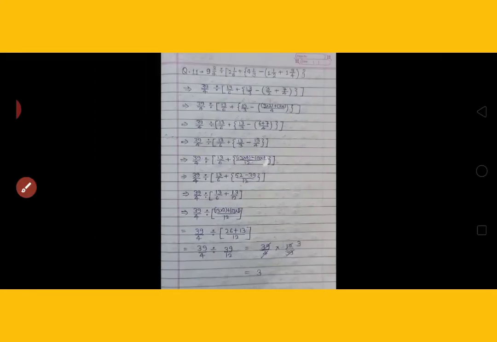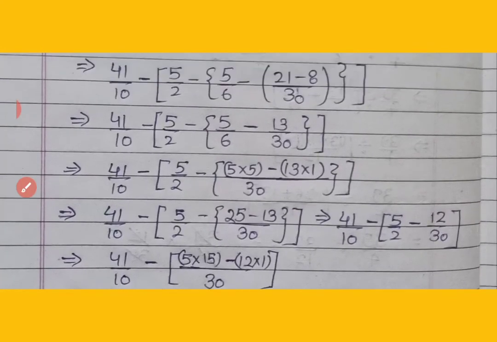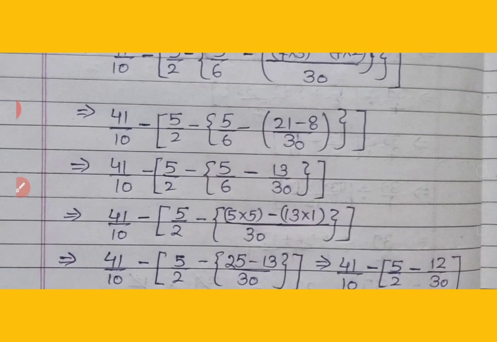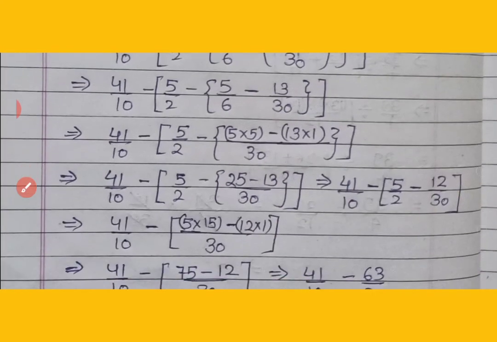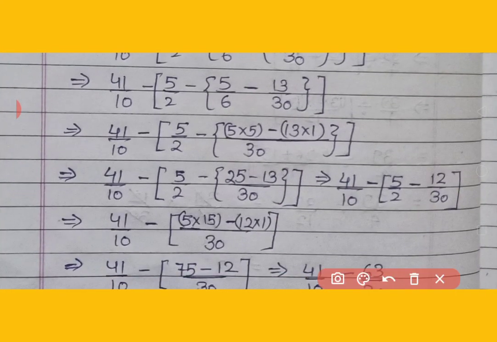So it became 6 and 30. 6 and 30 are given here. So firstly we will take the common denominator. It became 30. So 6 5s are 30, 5 multiplied with 5, it became 25. 30 1s are 30, so 13 1s are 13. So it became 25 minus 13 upon 30.